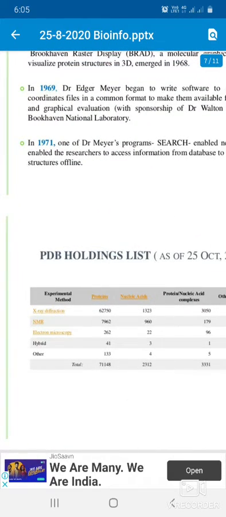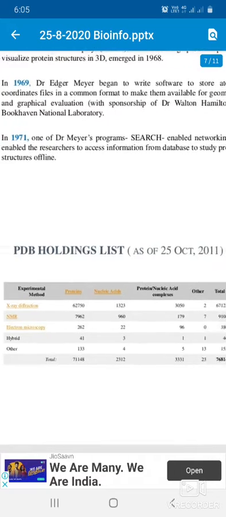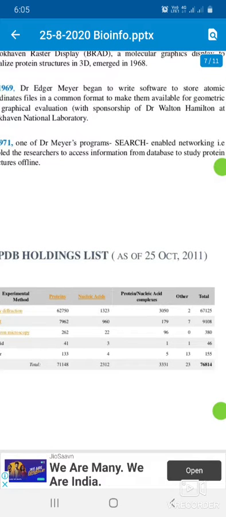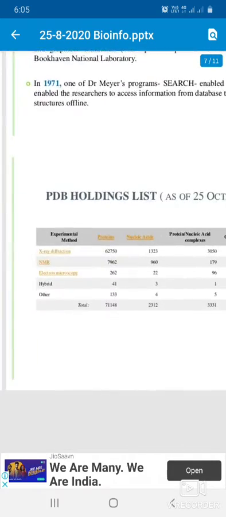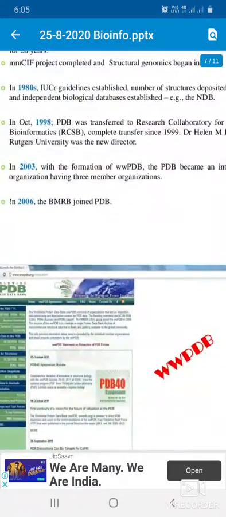These include hybrid structures from NMR, X-ray diffraction, and electron microscopy. These are the proteins and also the nucleotides compilation. So these are the storing of data back in 2011 onwards.